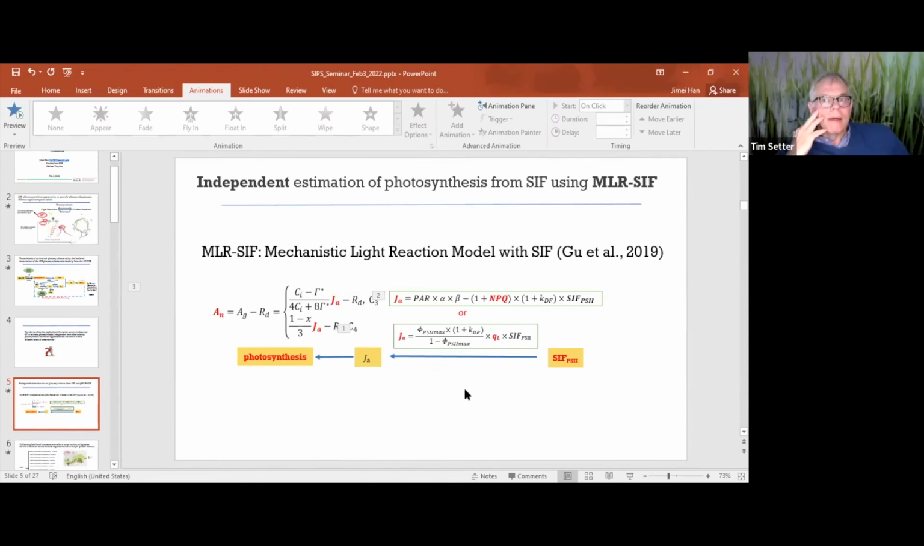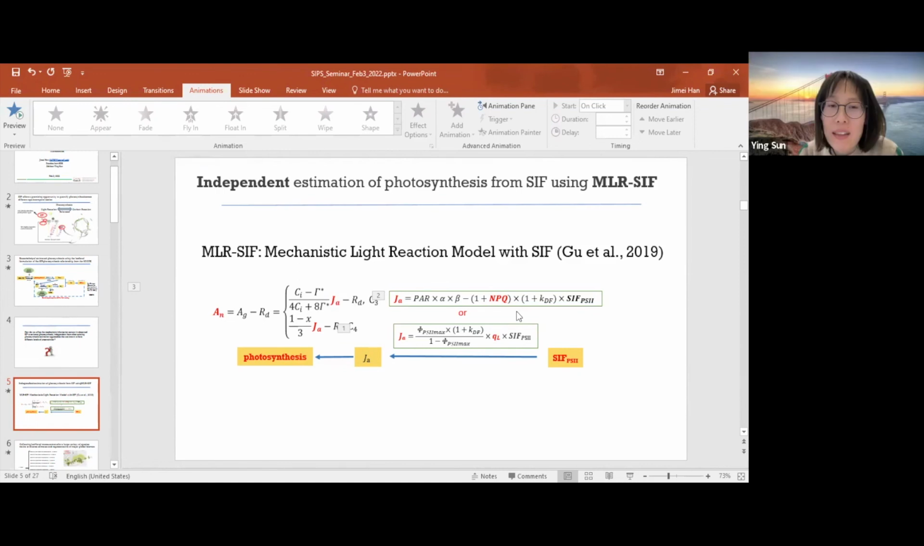Okay. So in a very simple way, it sounds like QL is helpful in telling us whether we are in a light limited situation or a carboxylation and CO2 limited situation. Is that correct? Maybe not. Yeah, Tim, I think that is quite an accurate summary.